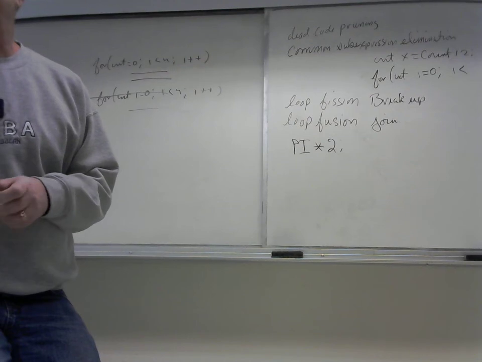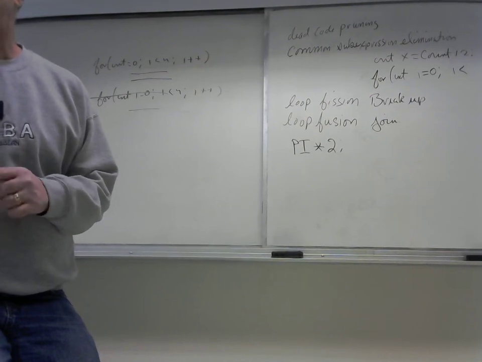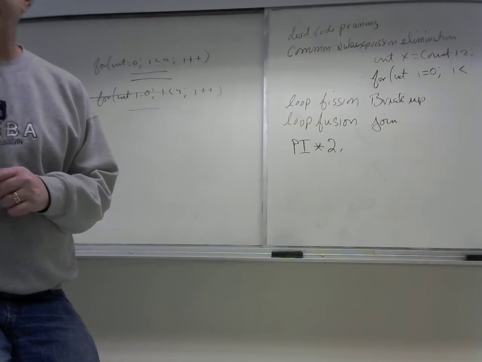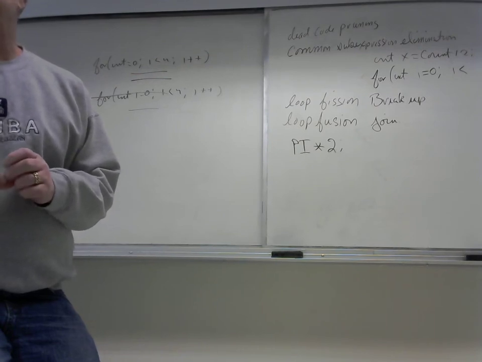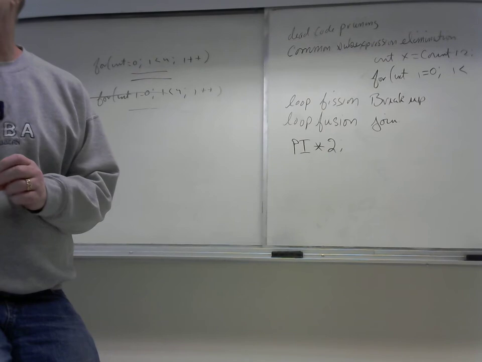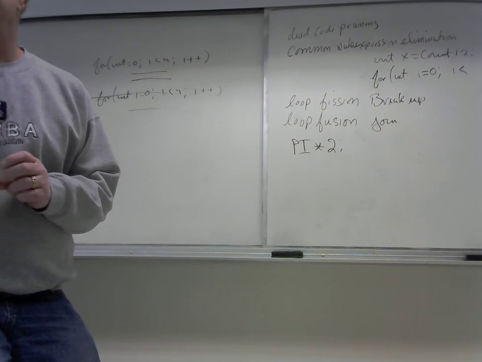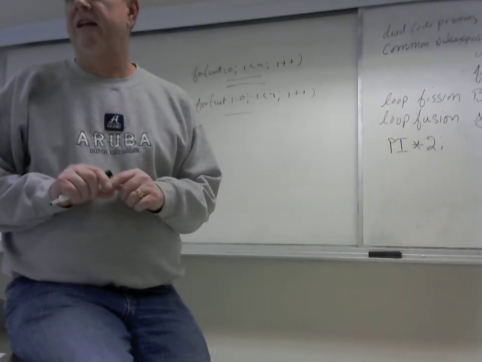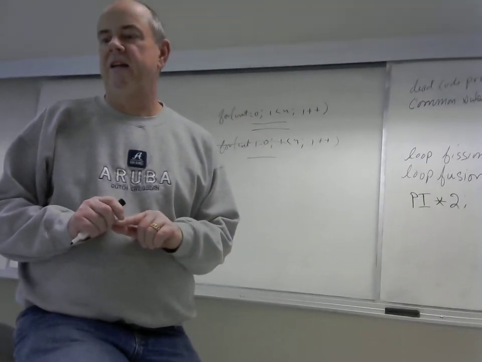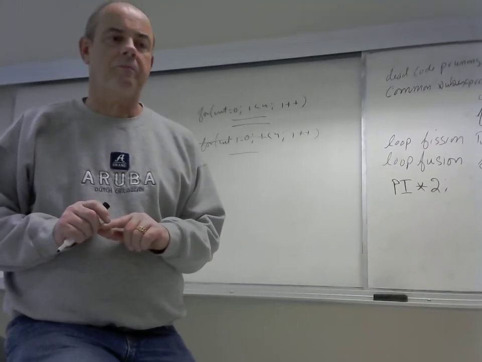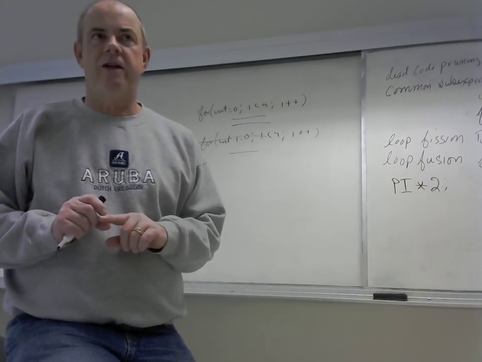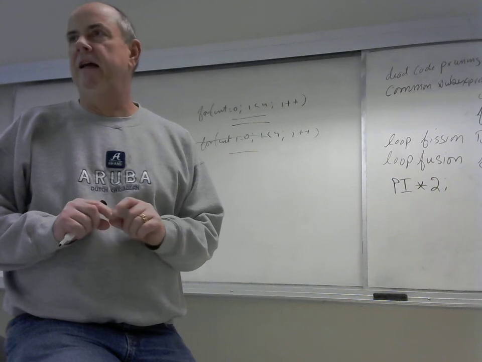Strength reduction. You turn complex operations into simpler operations, like multiplying by 2 plus a 9. So you substitute an expensive operation for a cheaper one. That's the idea.